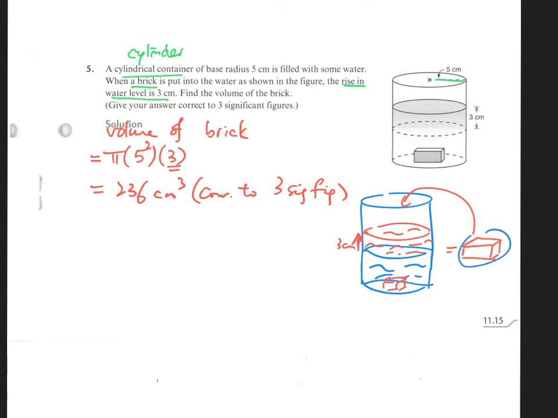The volume of the brick put in the water causes a rise of water level. The shape of the rise in the volume of water is a cylinder in this container. So you calculate the volume of this red region, the red volume, which is equal to the volume of the cube, as mentioned in the question.